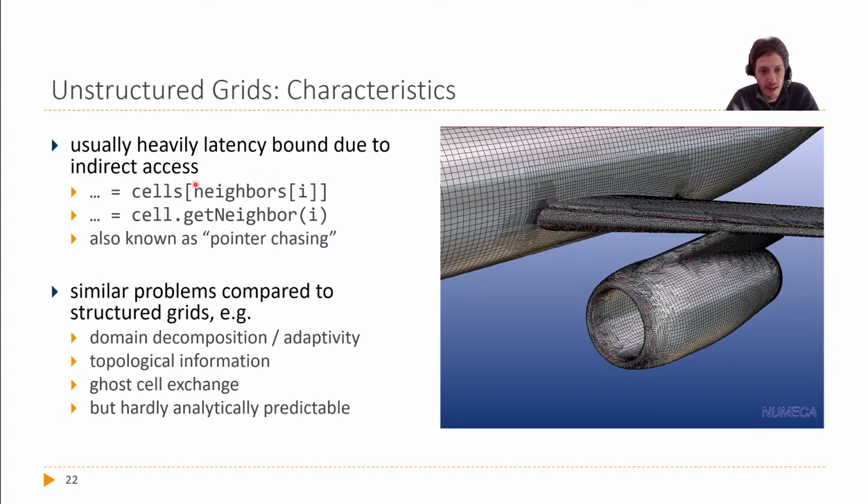It's not just every cell after the other consecutively that you are accessing, but depending on the content of the neighboring array, this could look like random access, for example. And random access is always latency bound, because you will access elements that are not in the cache, or with a high probability not in the cache.